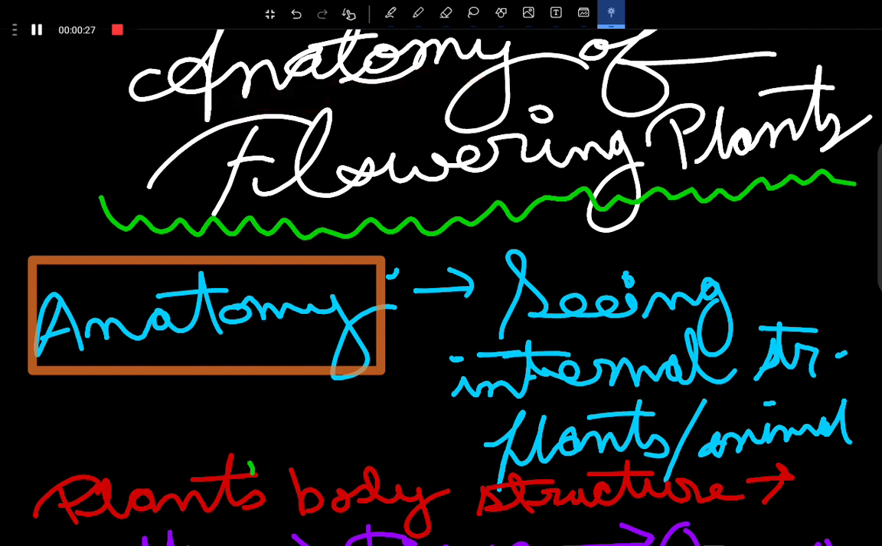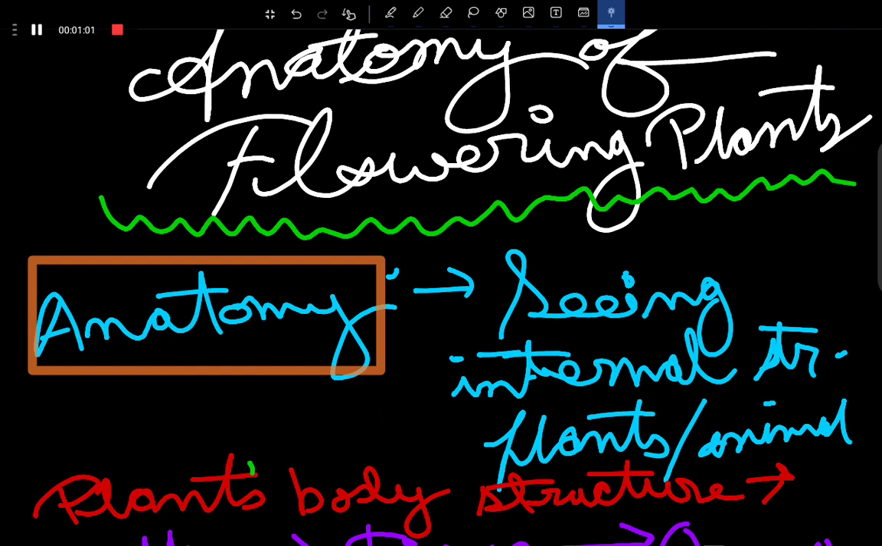So what do you understand by anatomy? Anatomy means seeing the internal structure. This is really important. Seeing the internal structure. That means, suppose you have a stem over here and you cut the stem and put it under the microscope, and you're going to see so many things, like there are some cells like this, right? That means you're talking about anatomy.